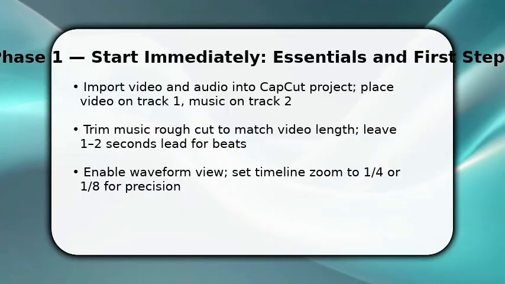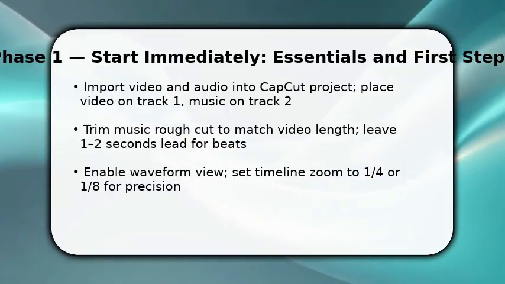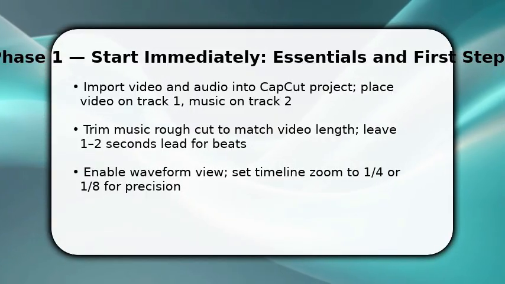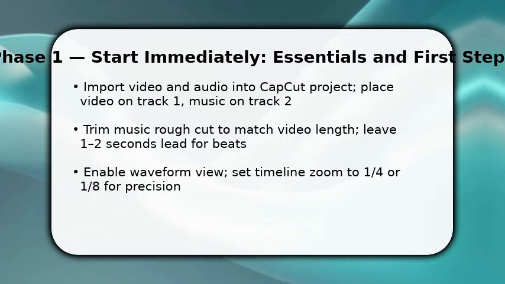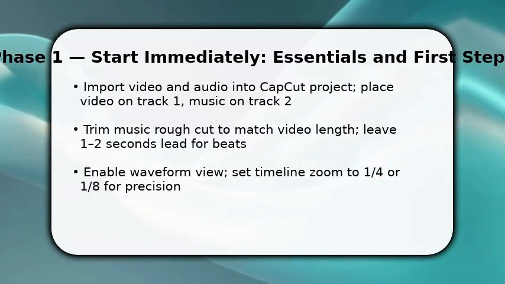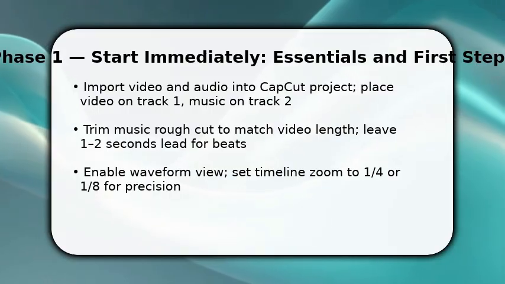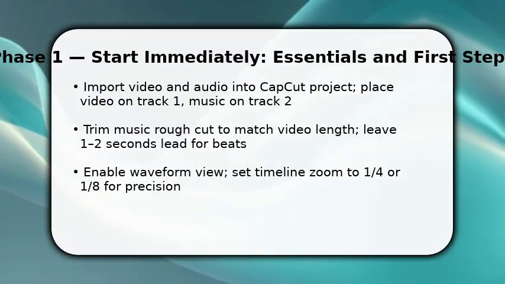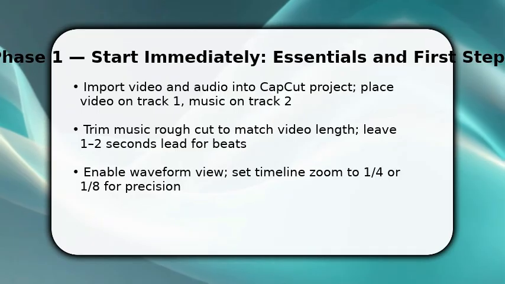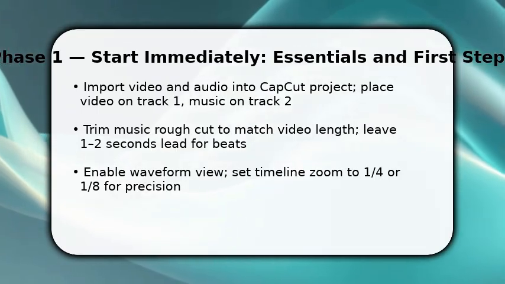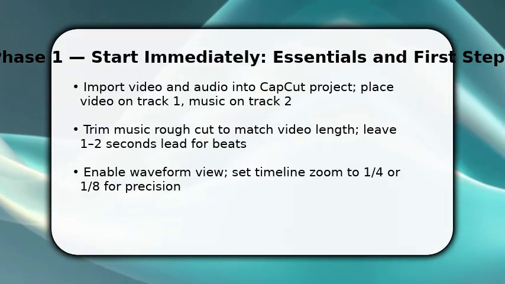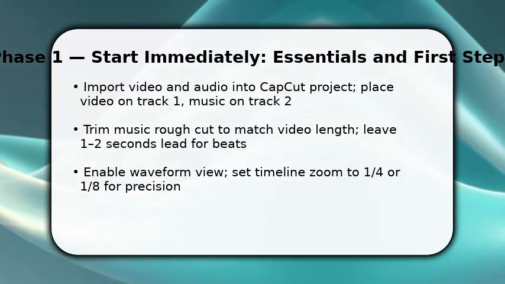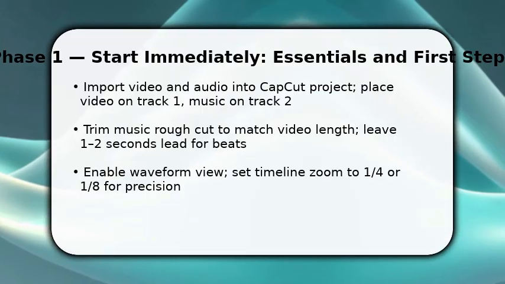Enjoy the video. You start by lining up your materials so editing is fast and accurate. Import the video and your chosen music, then drag video to the primary track and music to a separate audio track. This prevents accidental cuts. Once done, switch on Waveform View. This shows beats as spikes, and zoom into the timeline to 1/4 or 1/8 resolution for precise alignment. Make small trims now. You'll refine beats later, so aim for a close match, not perfection.